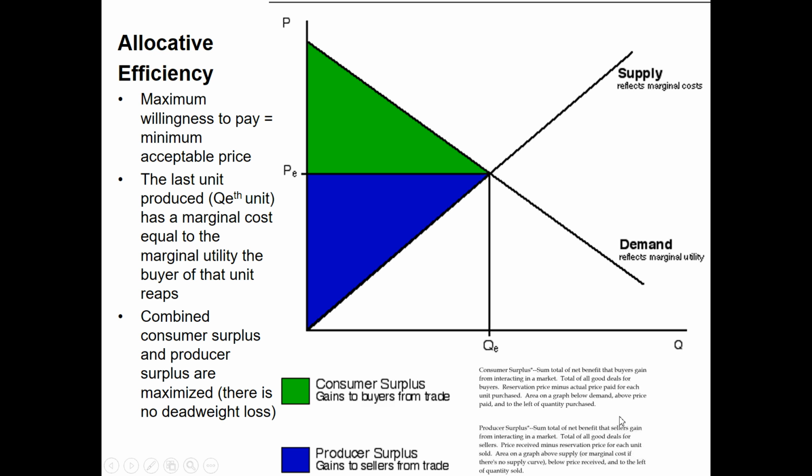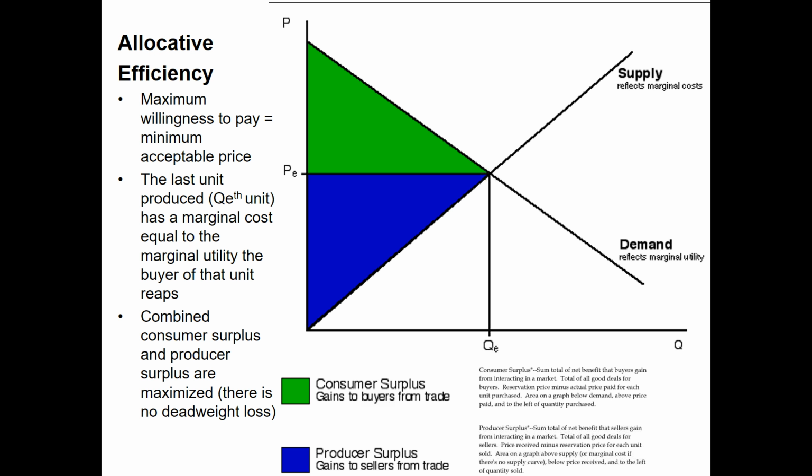Now down here on the right in real small text is hopefully some knowledge that you've encountered before, but if not, let's highlight a couple of things about that. The green triangle represents consumer surplus. Well, what is that? That's the sum total of all the benefit that buyers get from interacting in a market. So one way of thinking about it is it's the total of all good deals that all buyers get for all the units they buy.